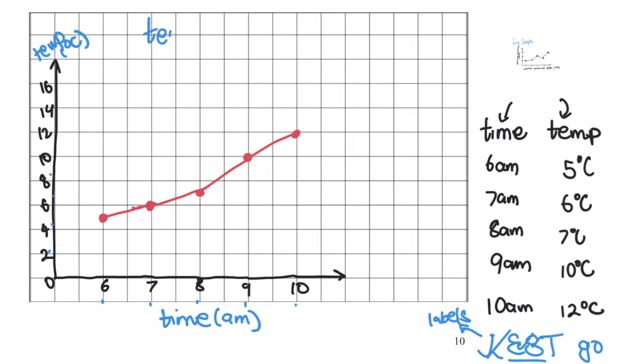Let's write that in. Temperature versus time. Normally versus is a good one, or you can say temperature from 6 to 10 a.m. That's also a nice title too. And now you have a beautiful line graph. Go you!